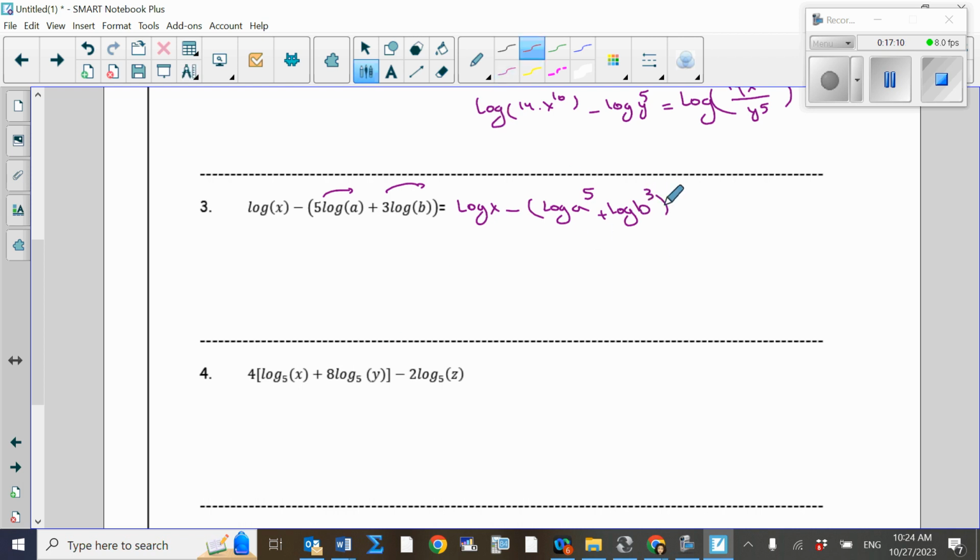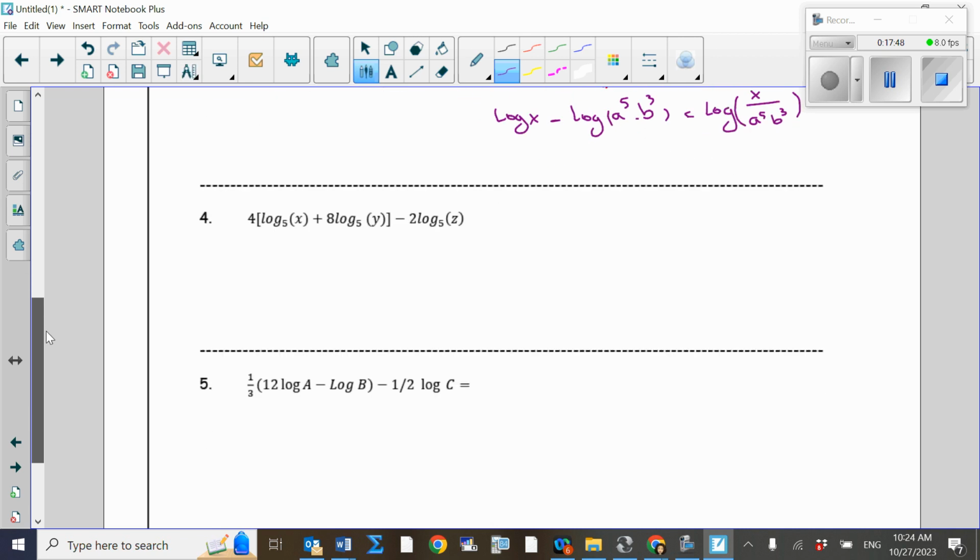Now, the two log expressions that are here are going to be written as one log. So that's log of a to the 5 times b to the 3. Since I had a parenthesis, that's why I did this one first. And then I'm going to rewrite the first term. Now I have two logs subtracted from each other, so I'm going to write log of x over a to the 5, b to the 3 as a fraction, because there was subtraction here.